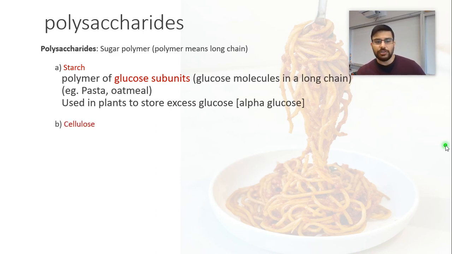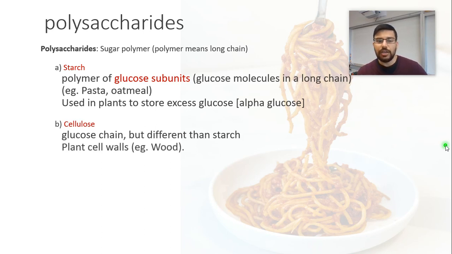Now, likewise, you can get something called cellulose. Cellulose is also a glucose chain, but the difference is that you're flipping. So one glucose is one way, the next one is upside down, the next one is the right way up, the next one is upside down. So you're going back and forth. Cell walls for a lot of plants are going to have cellulose in them.